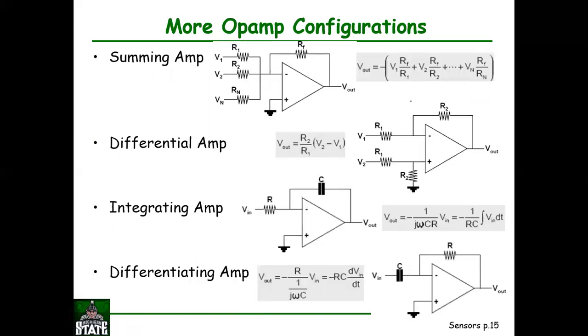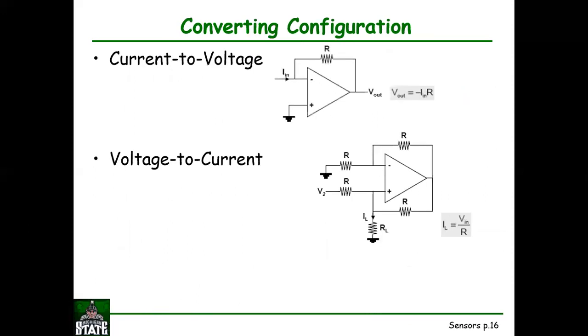Next is more op-amp configuration. This is your summing amplifier. This is your differential amplifier. This is your integrating amplifier. This is your differentiating amplifier. This is your current to voltage, and the second one is your voltage to current.